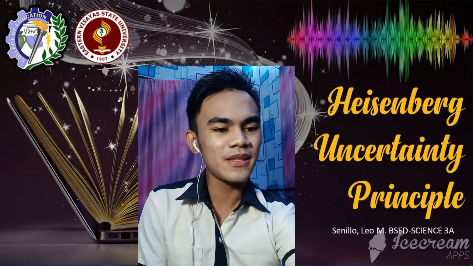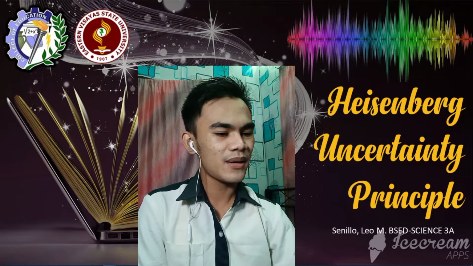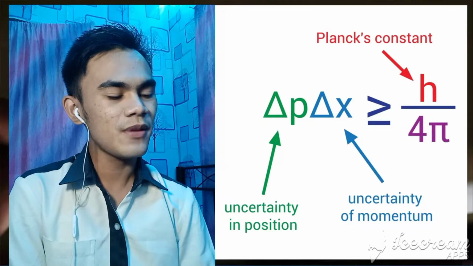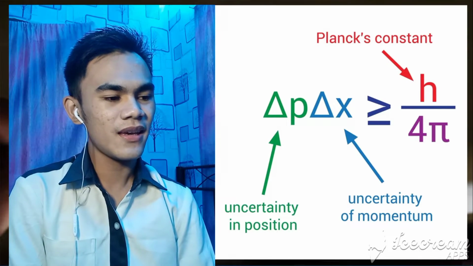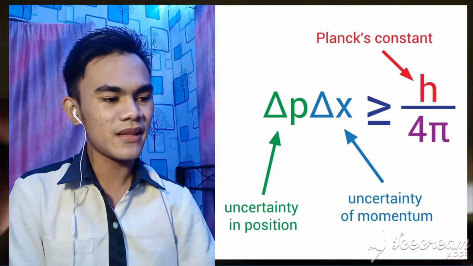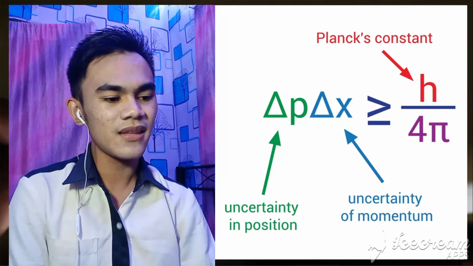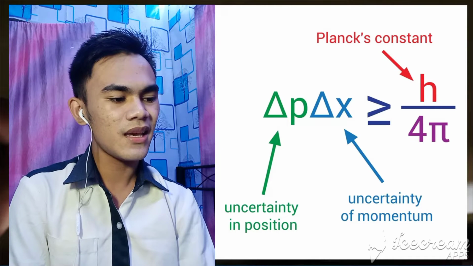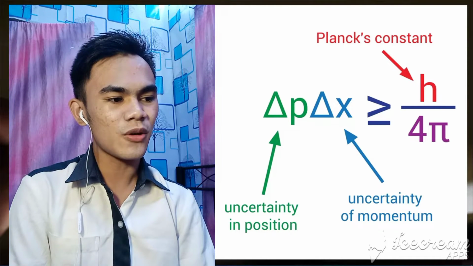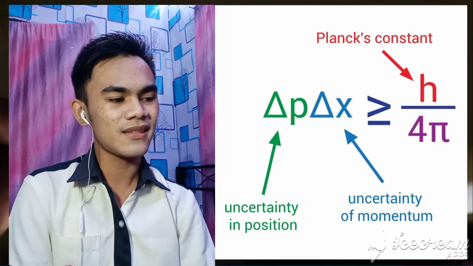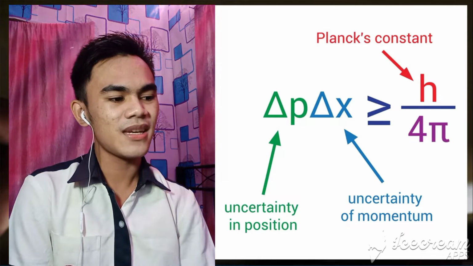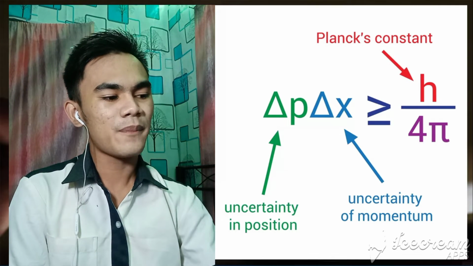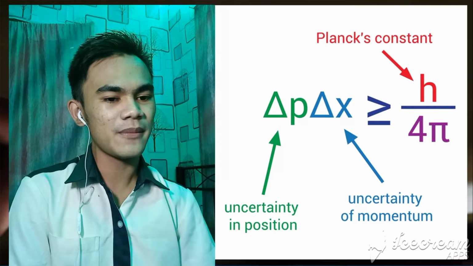Heisenberg uncertainty principle: the basic idea is that, based on the formula we have here, delta P multiplied by delta X, where delta X is the uncertainty in position and delta P represents the uncertainty of momentum, is greater than or equal to Planck's constant, represented as letter h, divided by 4 pi. As we all know, pi is equal to 3.14.